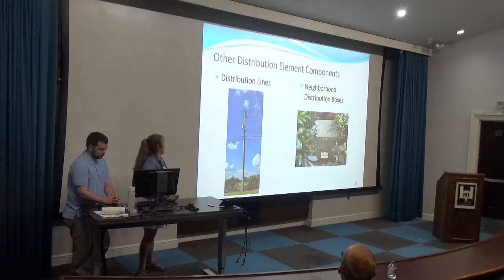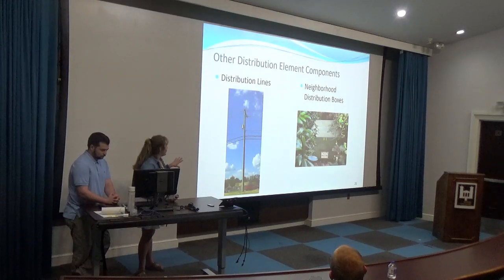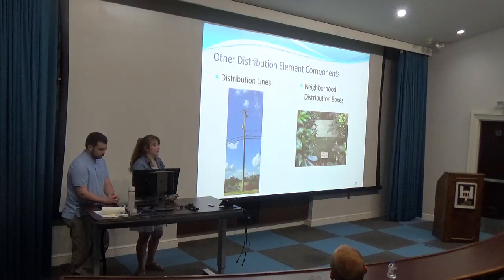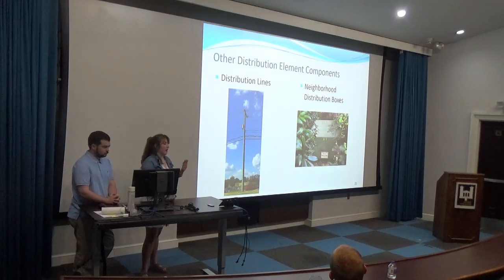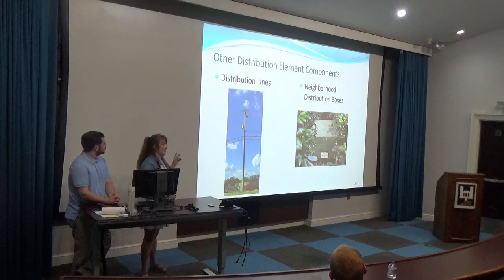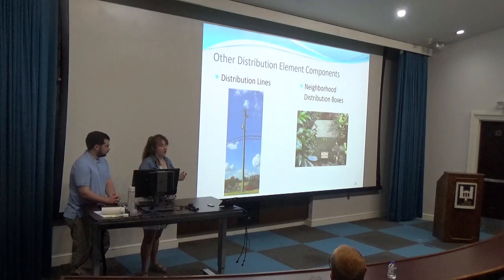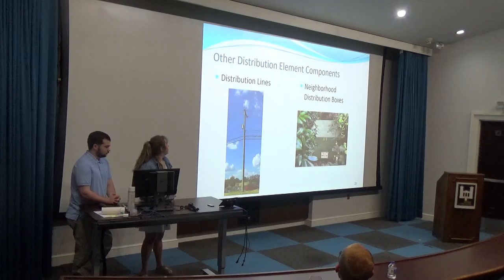Then we have the distribution lines. So we are aware these are here, and we have pictures to show examples of both the distribution lines and distribution boxes, but quite frankly, there are just tens of thousands and so many we could not have been able to input them in our model or even find data analysis for. They're just too many.